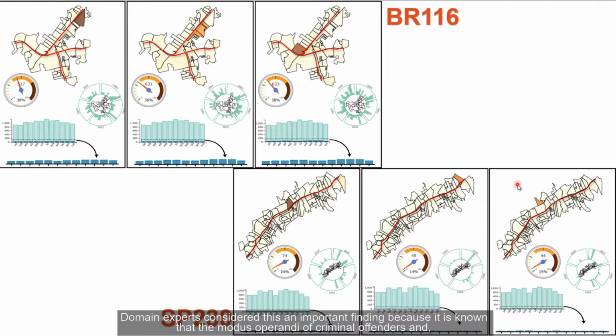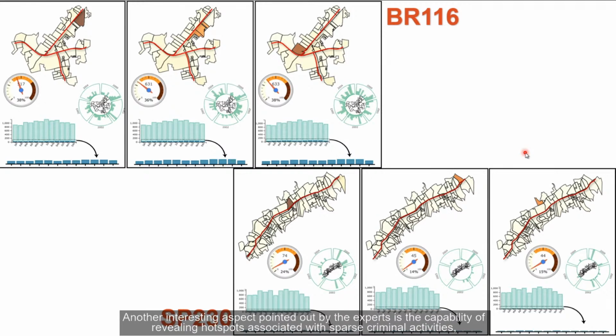Domain experts consider this an important finding because it is known that the modus operandi of criminal offenders, and hence the location of cargo theft, change according to the transported product. So, the possibility of identifying these roads should make public security policies more efficient.